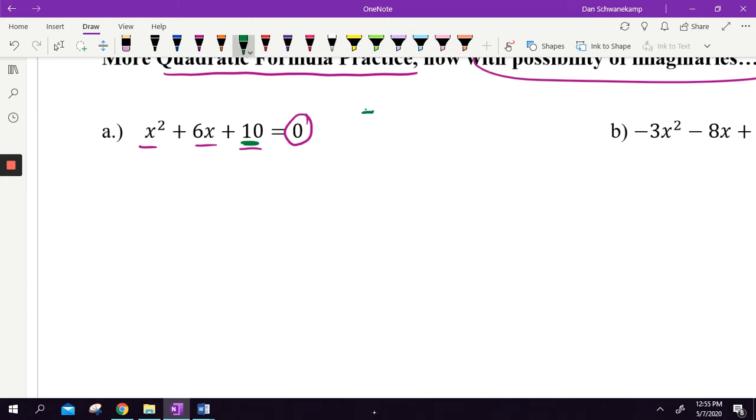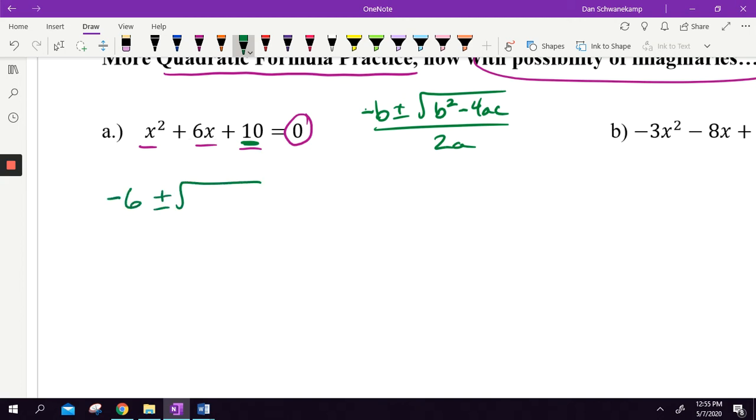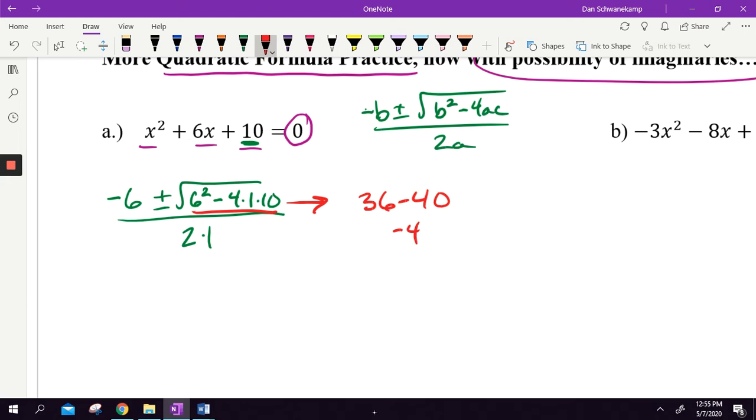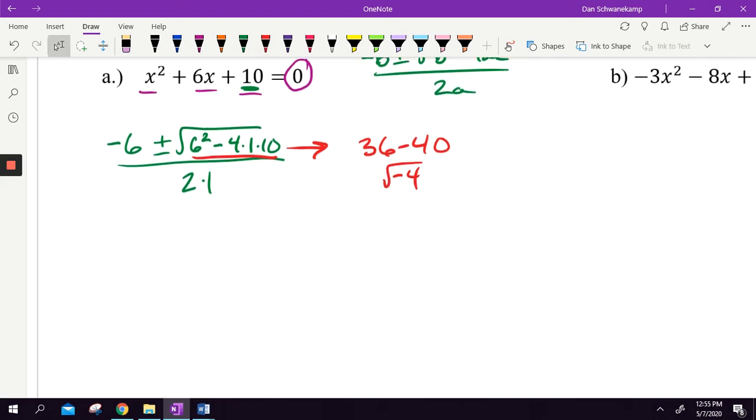So remember what the quadratic formula looks like. -b plus or minus the square root b squared minus 4ac all over 2a. So -b, -6 plus or minus the square root of b squared minus 4 times a times c all over 2a. Do it the way we did it last, which was work underneath the radical first. So 36 minus 40, I get -4. I can take the square root of -4. I'm going to get two answers here.